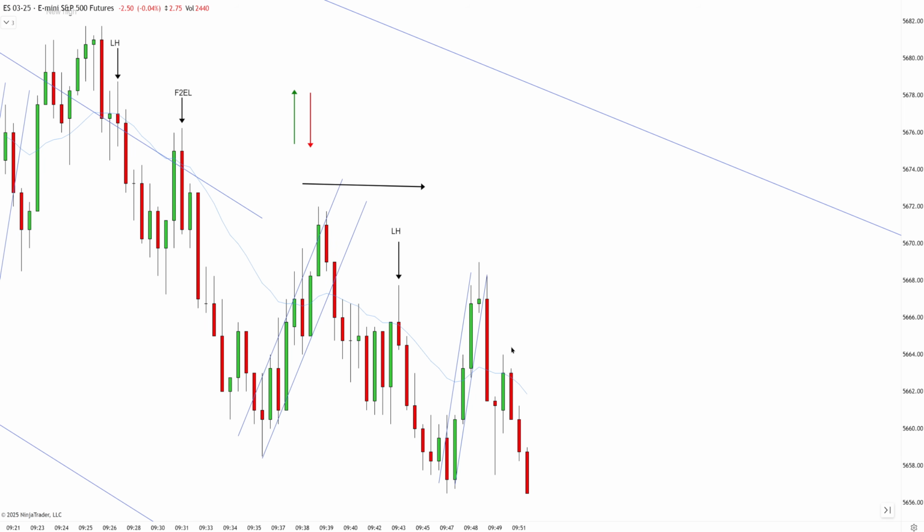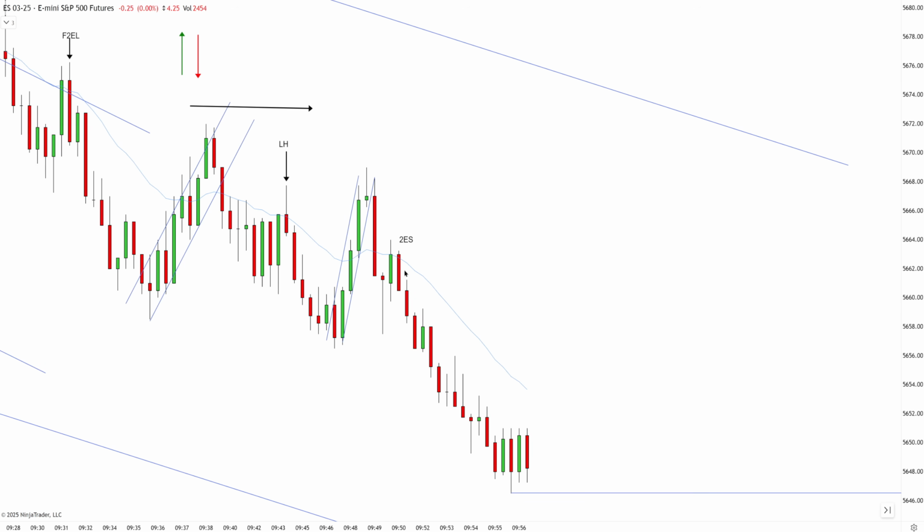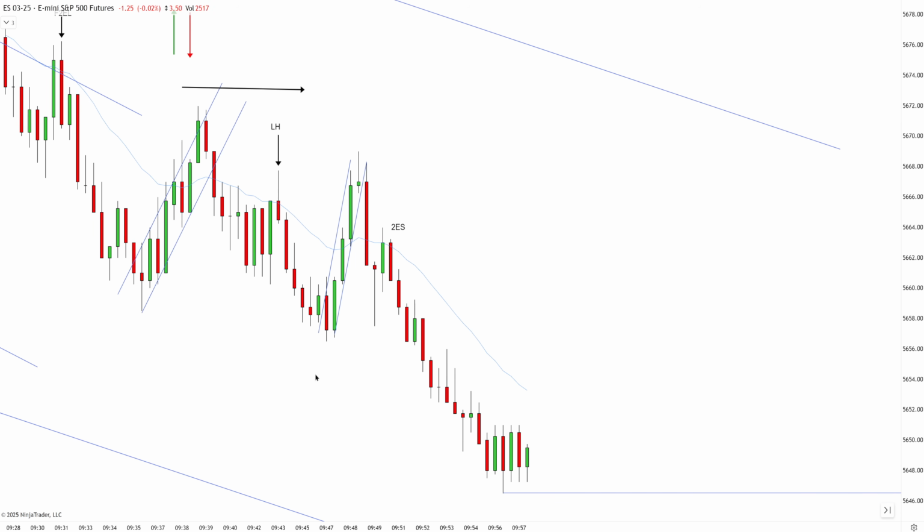You have second entry short, but here I can't take it because the signal bar is an inside bar. New low, first entry short, pullback, second entry short. If you don't have an inside bar, this is a good short opportunity, but we have to skip inside bars and the market keeps going lower. You can see the downtrend is still in play. Our big channel is confirmed.